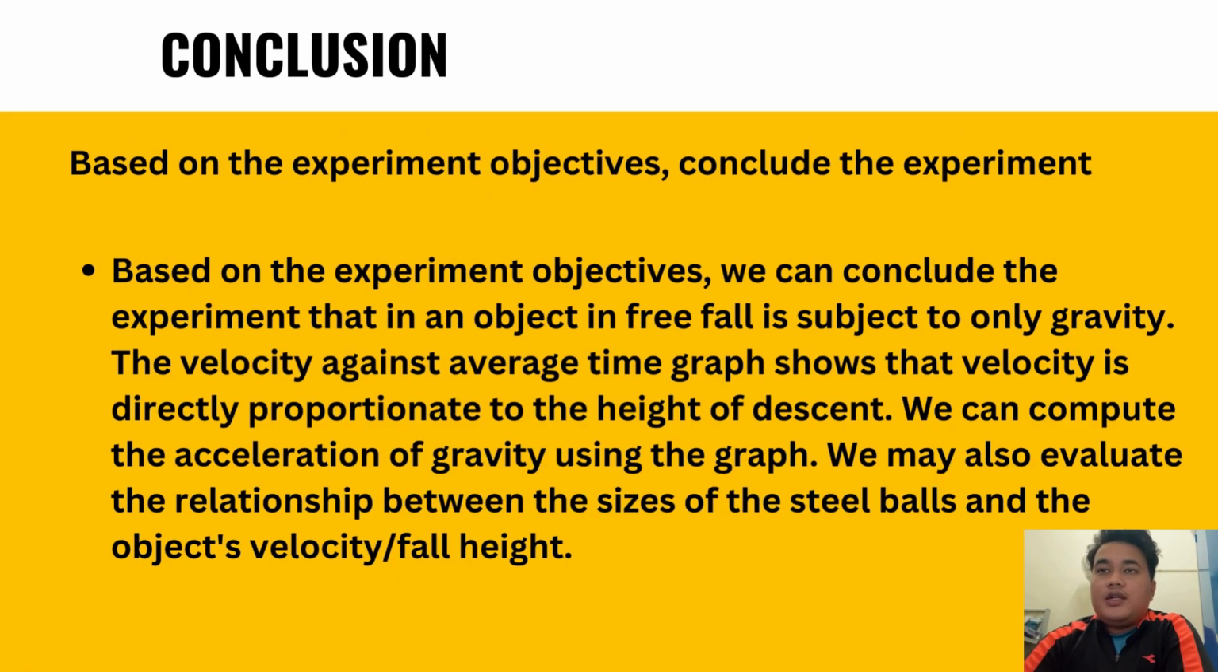For the conclusion of this lab 9 free fall, based on the experiment objectives, we can conclude that an object in free fall is subject to only gravity. The velocity against average time graph shows that the velocity is directly proportional to the height of descent. We can compute the acceleration of gravity using the graph, and we may also evaluate the relationship between the size of the steel balls and the object's velocity and fall height.